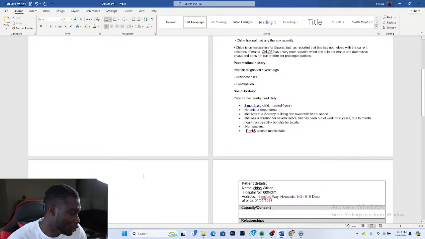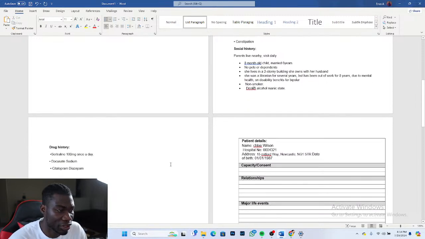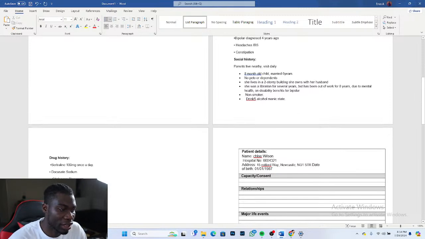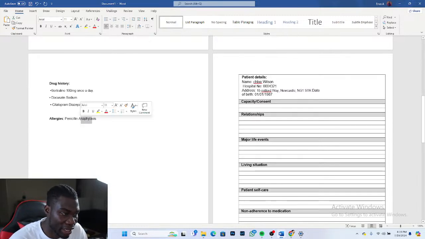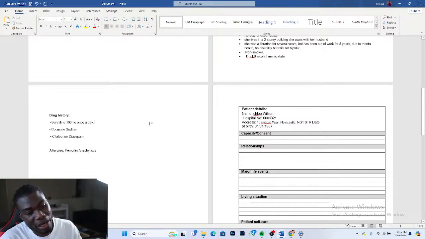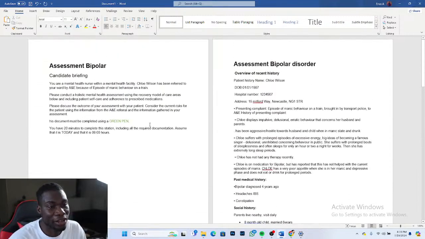And then when we go to the medication history or the drug history, she's on sertraline 100 milligrams once a day, docusate sodium, and then citalopram, diazepam, and then she's allergic to penicillin, and her reaction is anaphylaxis. So now you know about the patient. What are you going to do?